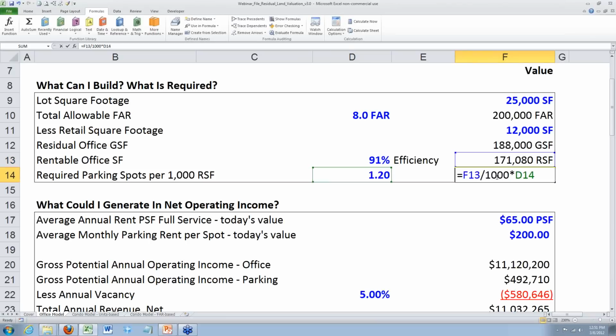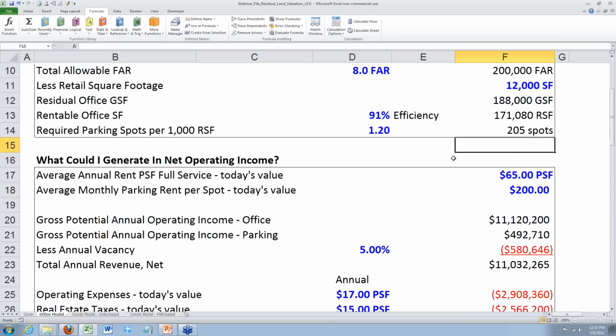And then with respect to requirements, there's often going to be a parking requirement that is linked to the size of the asset with respect to the rentable square feet. So if we assume that the zoning says you're going to need 1.2 spots for every 1,000 rentable square feet, this is how many parking spaces that we would need. So this just gives us a basic idea of the physical manifestation of the asset.